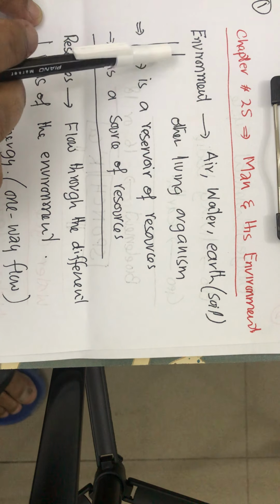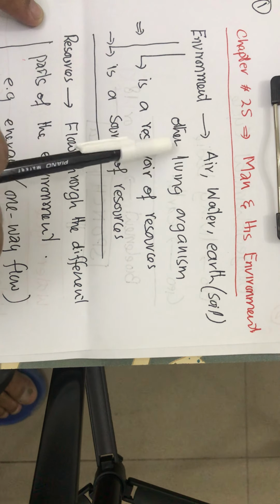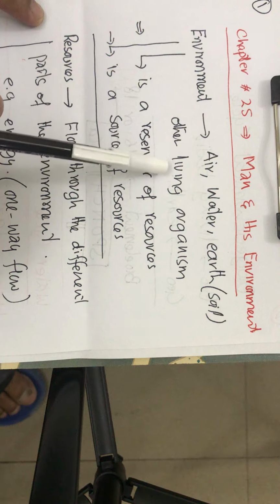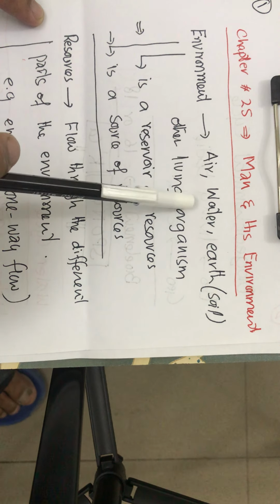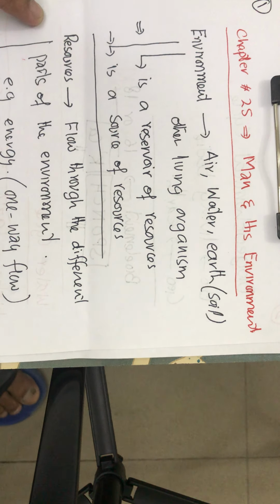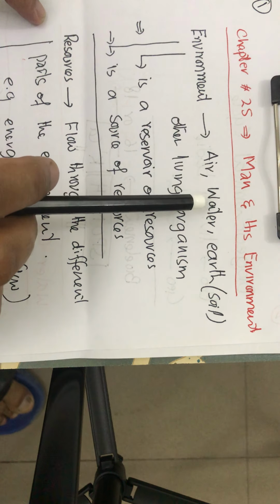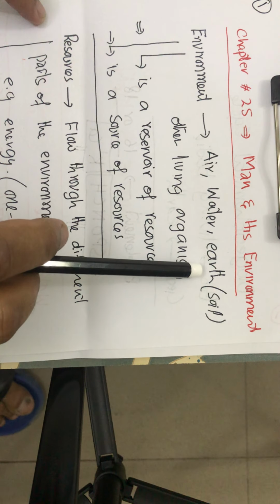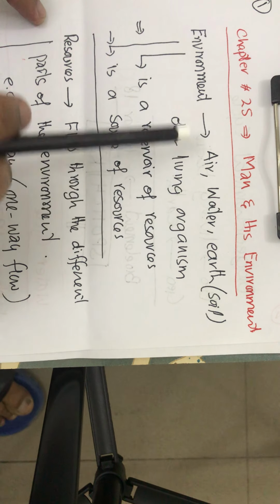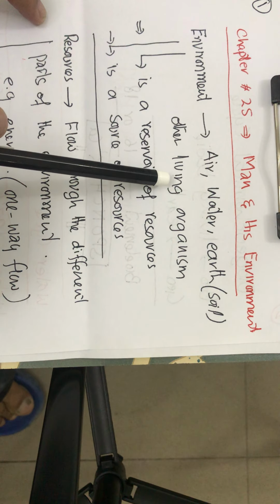You probably know environment. What is environment? The human being is surrounded by air, water, soil, and some other living organisms also surround the human beings. All this air, water, earth, and the living organisms make the environment of man. Air is known as the atmosphere, water is known as the hydrosphere, earth is known as lithosphere, and the living organisms make the biosphere. So the environment of an organism consists of atmosphere, hydrosphere, lithosphere, and biosphere.